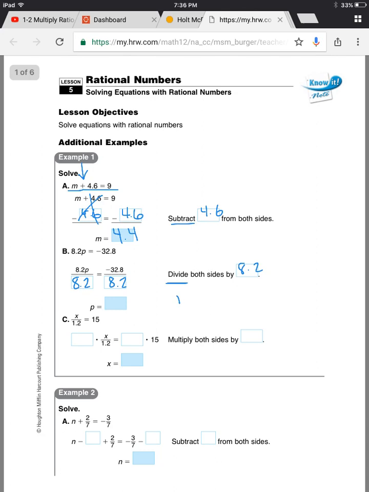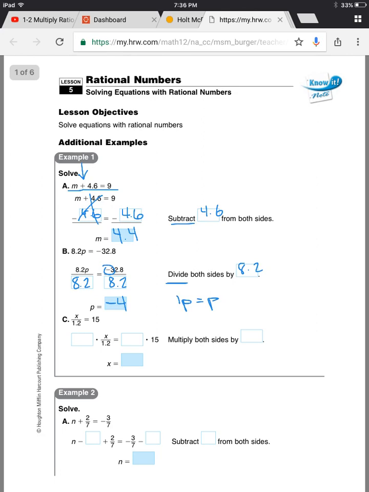Okay, when we do that, 8.2 divided by 8.2 equals 1. 1p is equal to p, okay? The coefficient of 1 does not change the variable value, just like whenever you multiply a number by 1, the value doesn't change. 7 times 1 is still 7. So when we divide 32.8 by 8.2, we get 4. Now remember, there was a negative, and a negative number when you divide yields a negative answer. So the answer is negative 4.